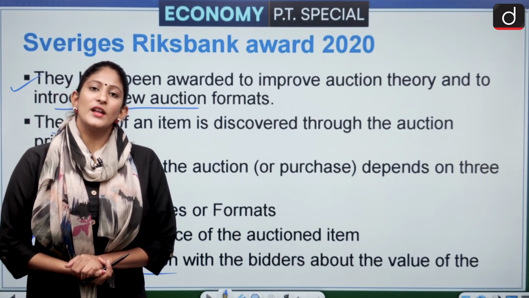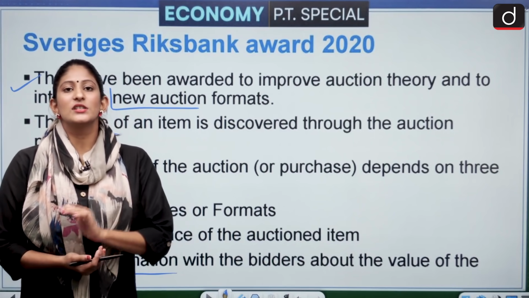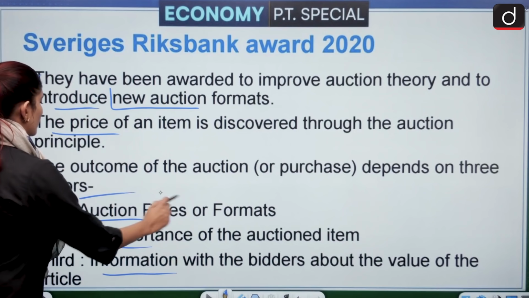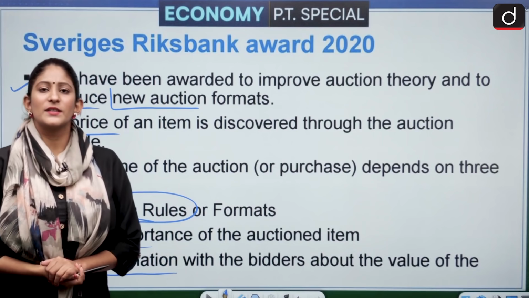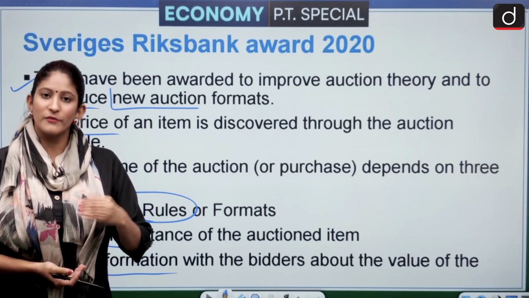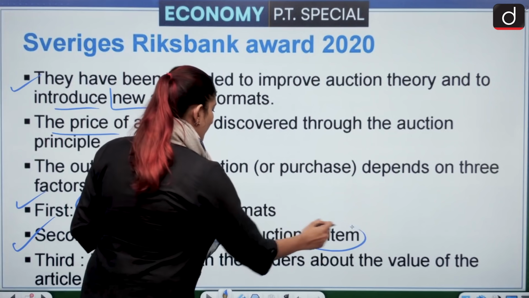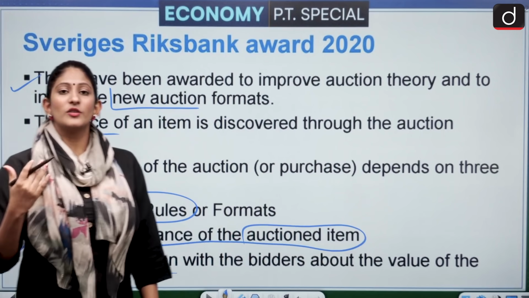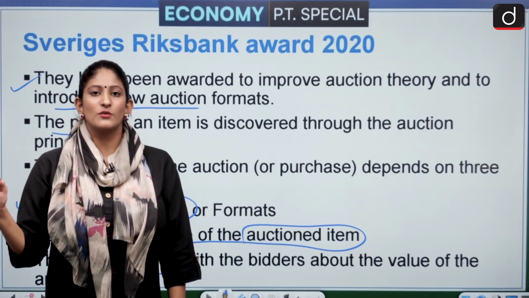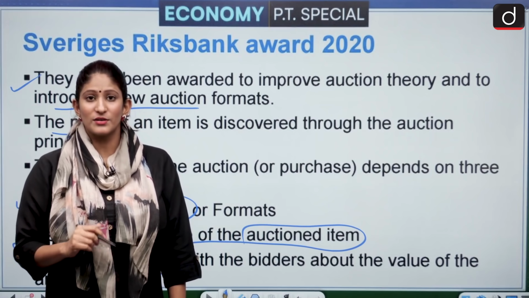So, whenever an item is auctioned, it actually has its value determined on three bases. First, the auction rule and auction format: if it is a closed bid or an open bid, what kind of bid it is. Secondly, the importance of the auctioned item. A painting might not be that important for me as it might be for the other person who has a sentimental motive attached to the painting. That is also another thing.